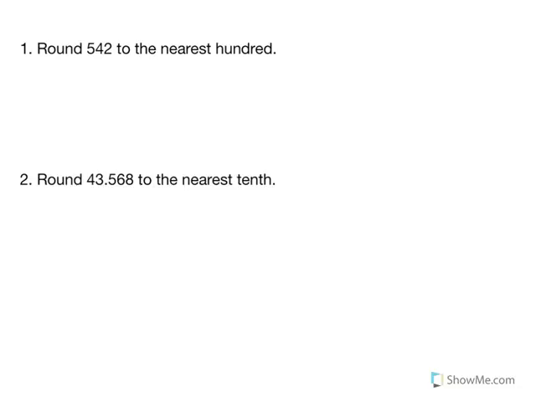So we want to go to 5. 5 is the 100 spot. So I look one place past, which is the 4. 4 rounds down, so it's going to stay a 5, and we get 500.